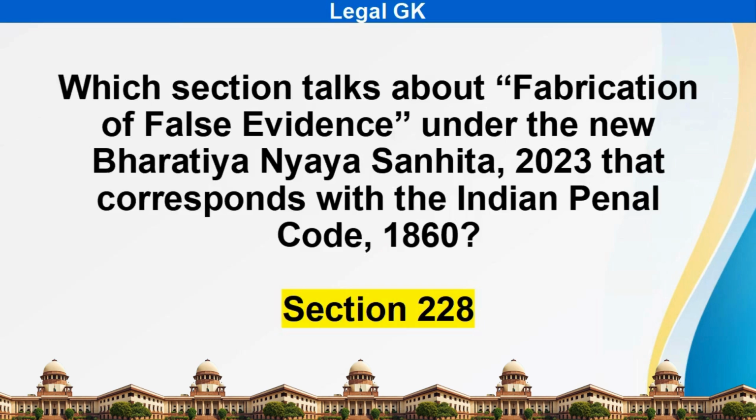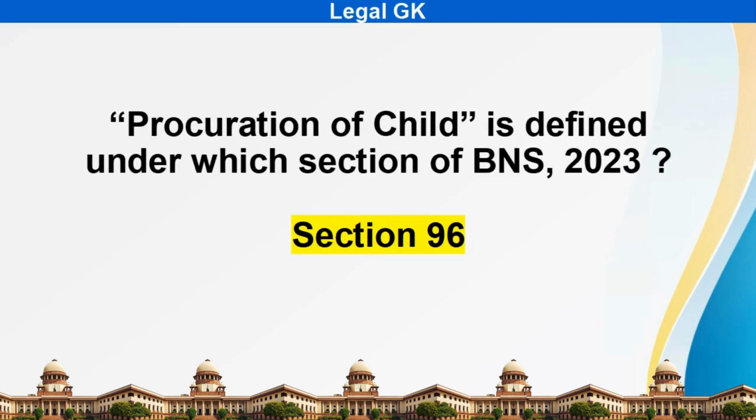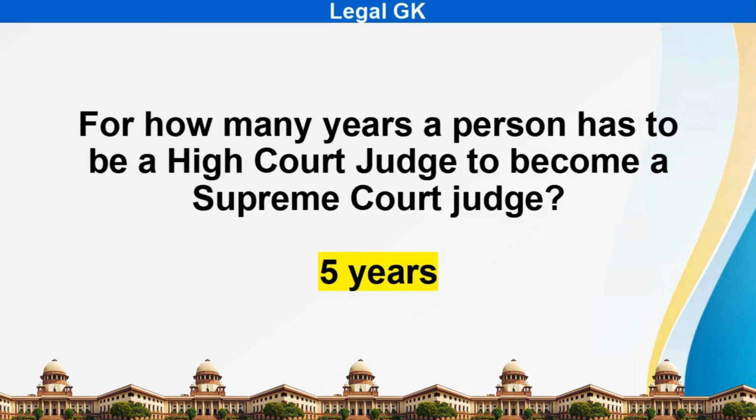Which section talks about fabrication of false evidence under the new Bharatiya Nyaya Sanhita, 2023 that corresponds with the Indian Penal Code, 1860? Section 228. Procuration of child is defined under which section of BNS, 2023? Section 96. For how many years a person has to be a High Court judge to become a Supreme Court judge? 5 years.